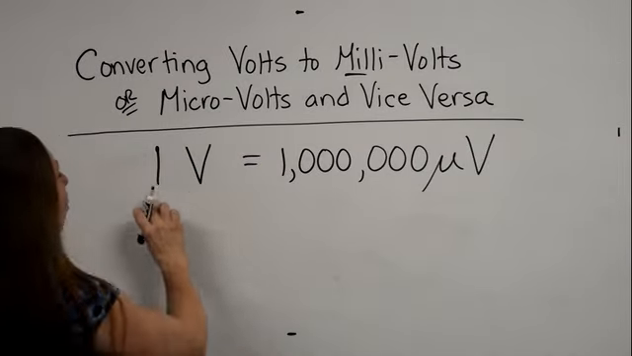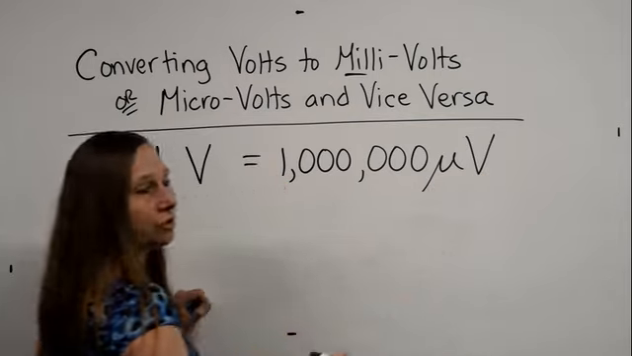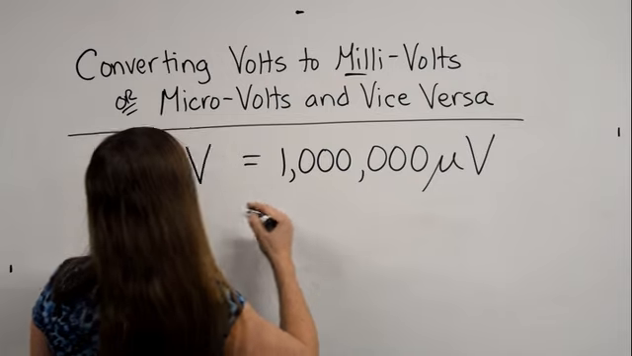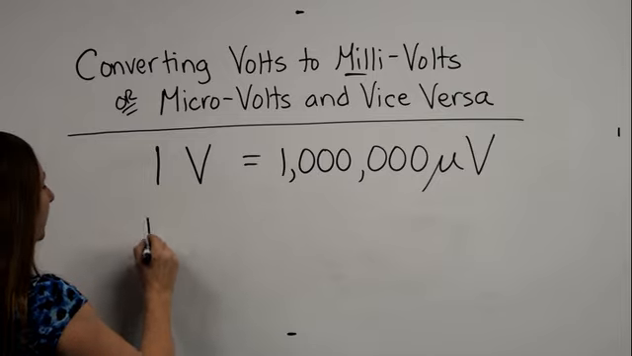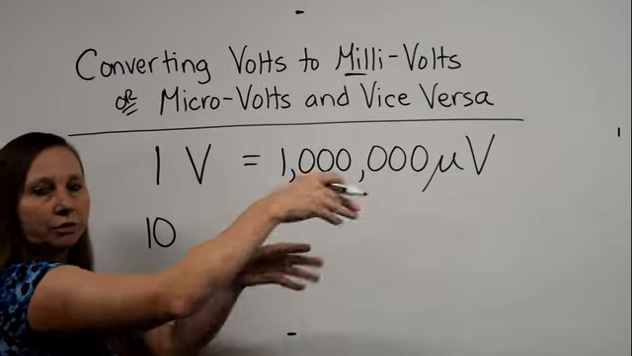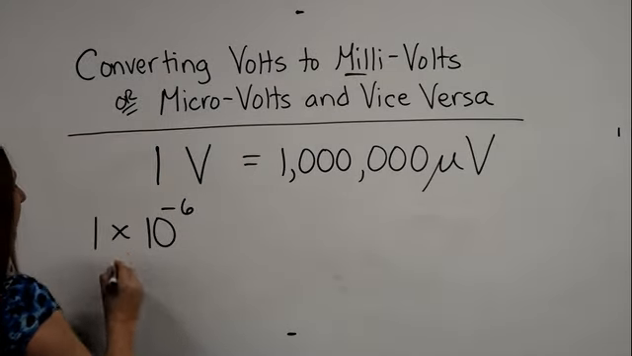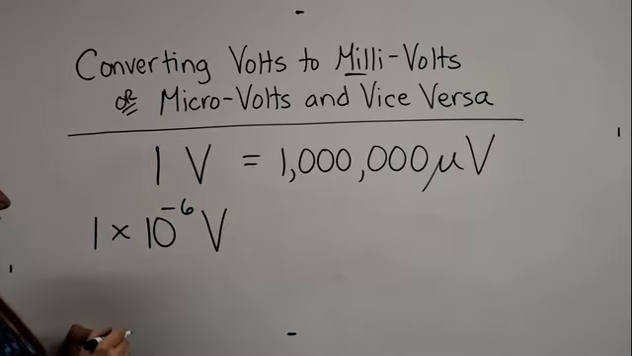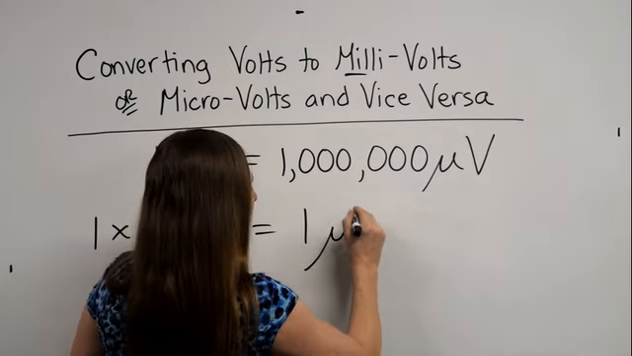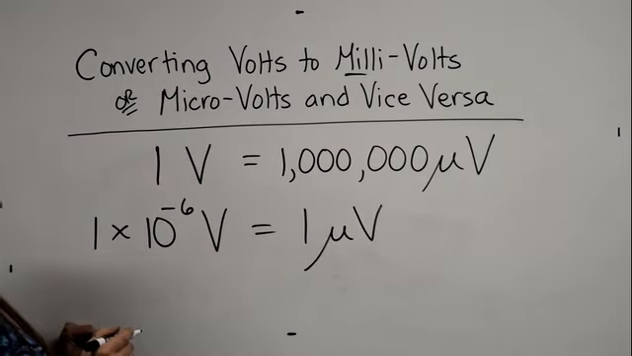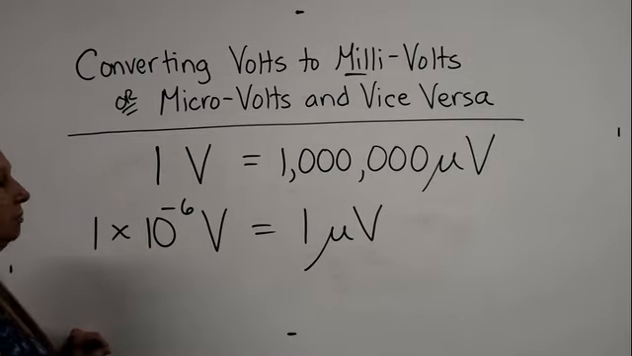All right, so 1 volt equals 1 million microvolts. Now if we divide both sides by 1 million, then 1 millionth would be 10 to the, I'd rather not write the 0.000, etc. All right, 1 millionth, 10 to the negative 6, or 1 times 10 to the negative 6 of a volt. A millionth of a volt is 1 microvolt. Okay? So micro means 10 to the minus 6th, or 1 millionth.